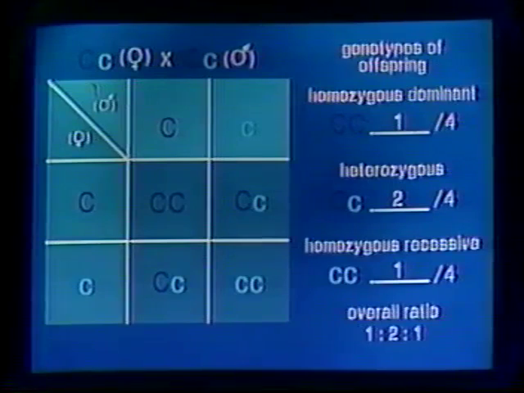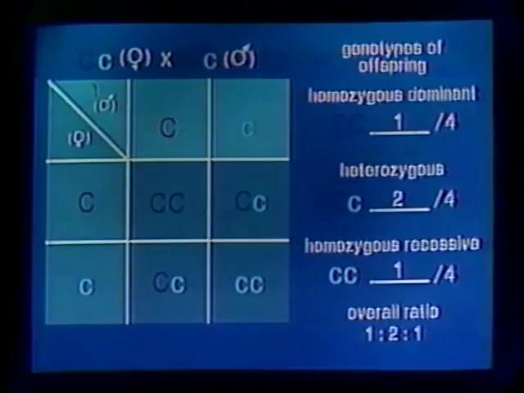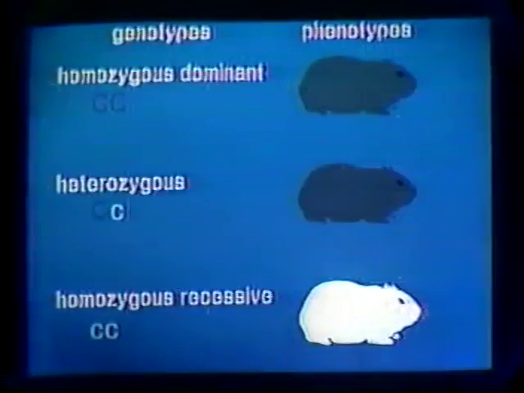But how will such offspring look? What will be their phenotypes? Remember, the phenotype of a homozygous dominant genotype will be black. The phenotype of a heterozygous genotype, carrying one dominant and one recessive gene, will have the dominant color, that is, black. Only a homozygous recessive genotype will result in a white coat.